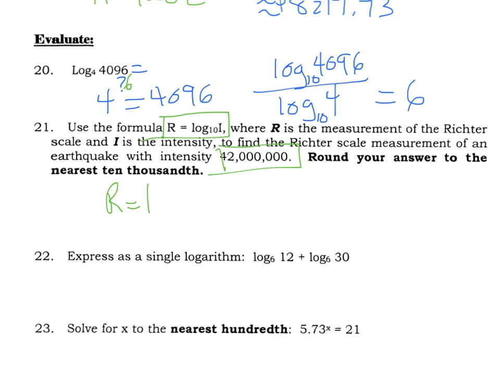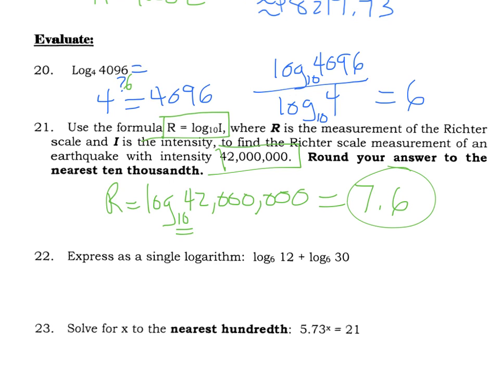So R equals log base 10, though I don't actually have to write the 10, of 42 million. And again, what I'm asking is 10 to what power here is 42 million. I've got the log base 10 button on my calculator, so there's no special stuff I have to do here. I can just hit log of 42 followed by 1, 2, 3, 4, 5, 6 zeros, and I end up with a 7.6 on the Richter scale.